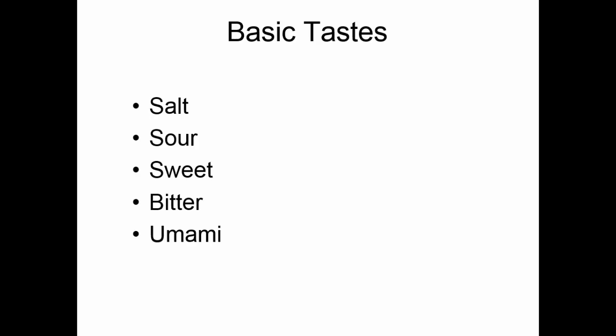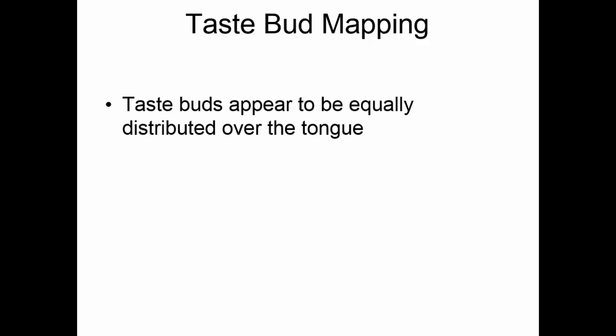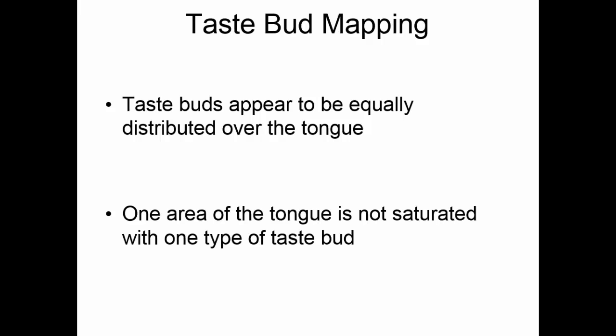Umami translates as savory. For years, people tried to do taste bud mapping to show that taste buds were specialized on certain areas of the tongue, but the taste buds appear to be equally distributed over the tongue, with no one area of the tongue saturated with a particular type of taste bud.